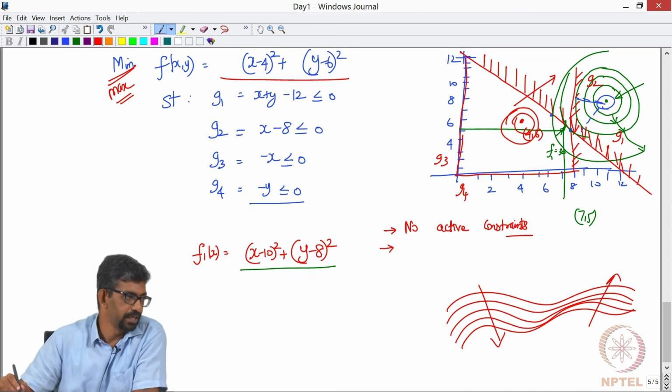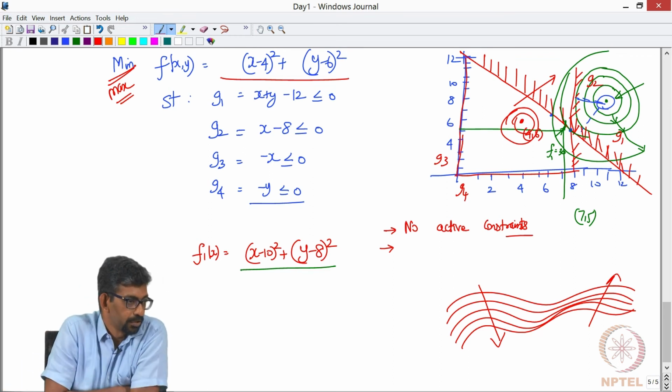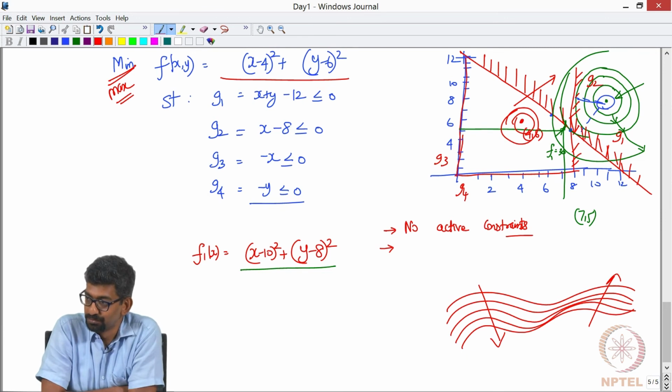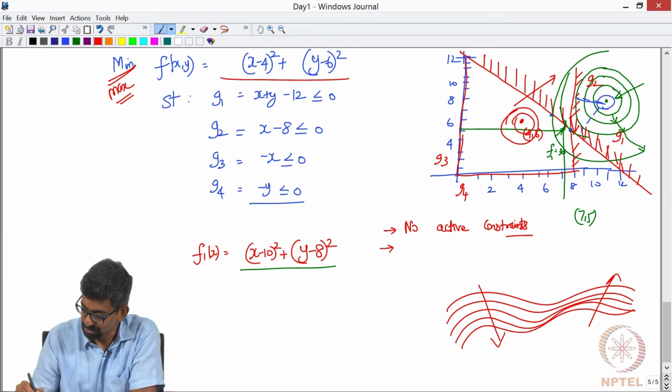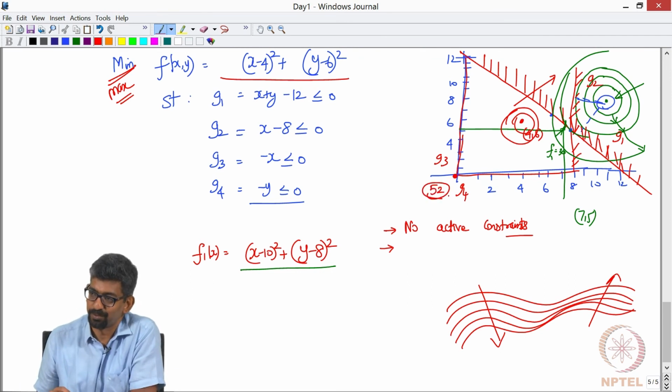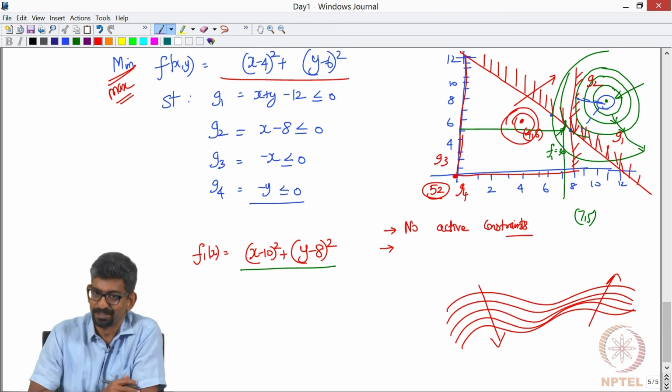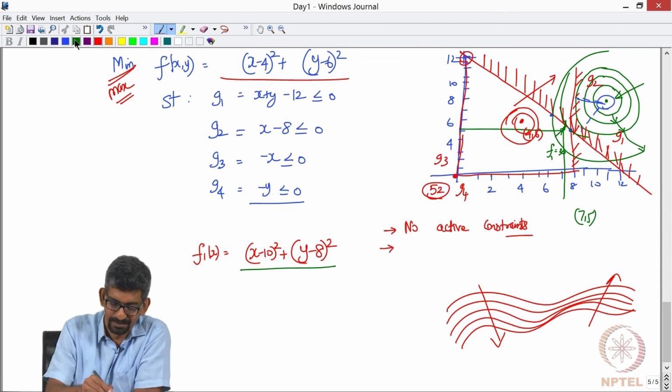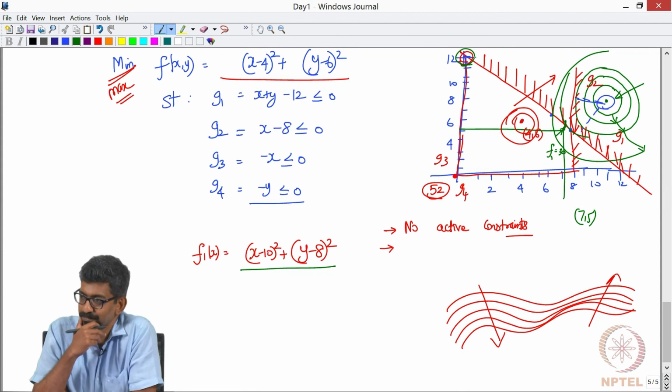So, can you tell me any idea? 0 0. Okay. So, 0 0, what will be your function value? Some 52, 16 plus 36. Okay. I will give you another point, this guy. So, 12 minus 6 is 6, 36, sorry, 16 plus 36 is also 52.